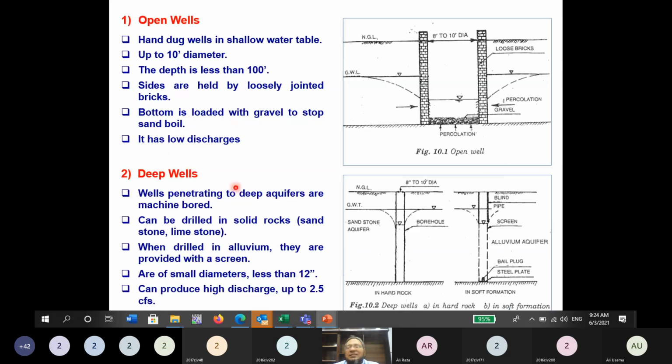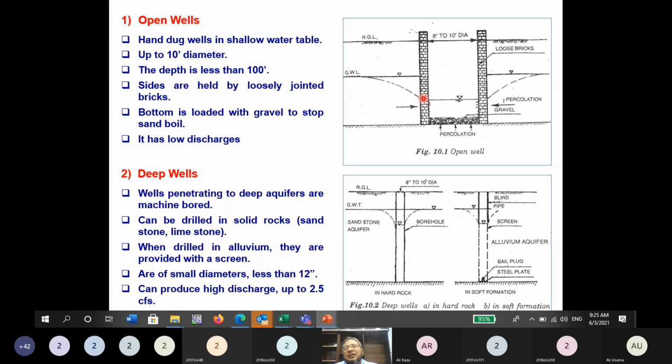All right, now we have to discuss the wells, open wells and deep wells. What is open well? Hand dug wells in shallow water table. So ये shallow water table available है, maybe 25-30 foot पे, and then it is 8 to 10 feet diameter hole we make. We dig this well, and this is the masonry wall with open joints, as the water should come inside, and the bottom is plugged with big stones or gravels thrown here to avoid the boiling of the soil.